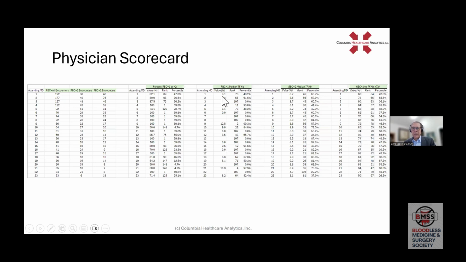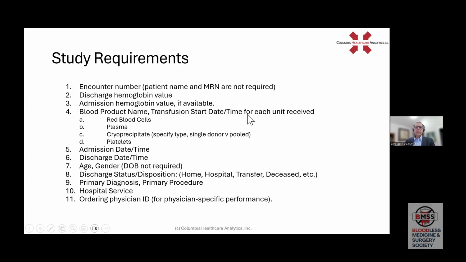Then you can look at their median hemoglobin for 1 and 2 units. So in this case, it's 8.1. So half these 1-unit transfusions had a transfusion-free hemoglobin above 8.1, and for 2 units it's 8.7. And then you can look at the percent of patients who likely could have been managed based on the discharge hemoglobin. In this case, it was 68%. Down here, it's 85%, 85%, 92%, et cetera. So we can look very quickly to see who are the heavy hitters.